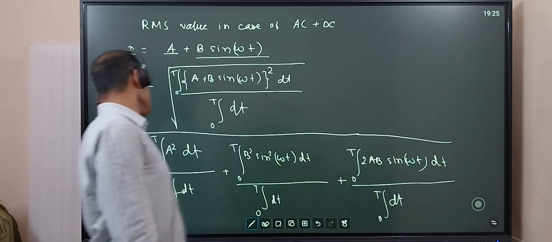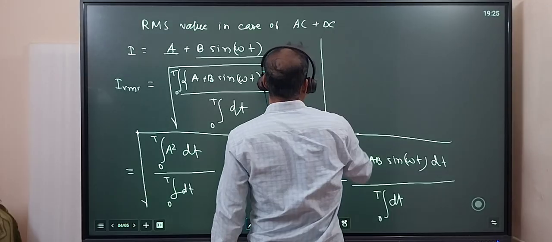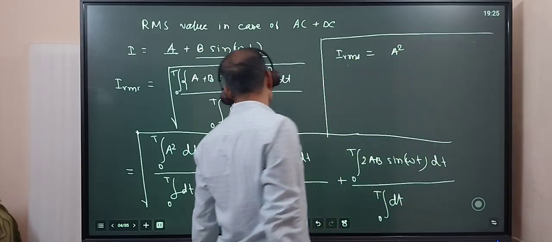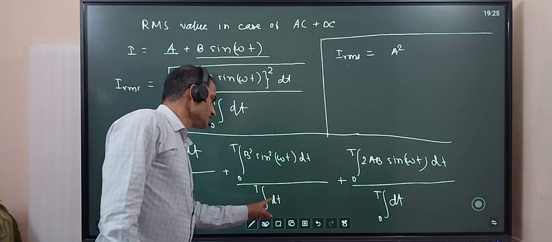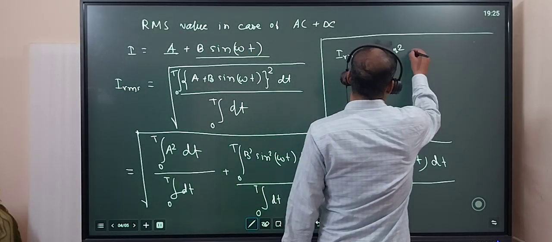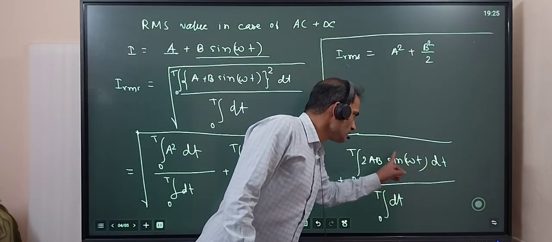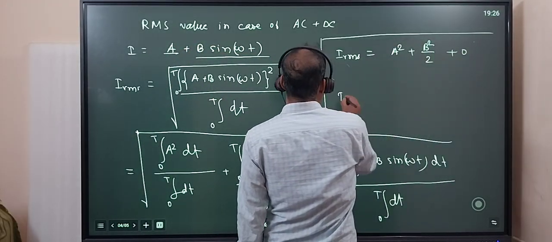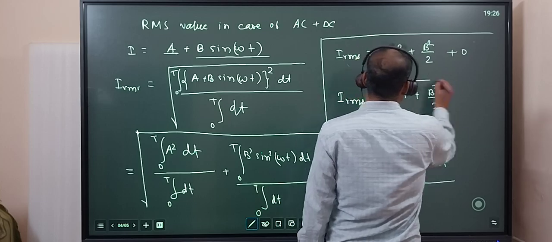So this looks like a long thing, but good news, this will simply become A square, right? The first term will become A square and this term will be B square by 2. See, sine square omega t dt divided by dt, integration 0 to T, we found that this value will be 1 by 2. So this calculation you have to do once. Okay, and this part's average value of sine omega t over a time period is 0. So this part is going to be 0. So I RMS is going to be the square root of A square plus B square by 2.